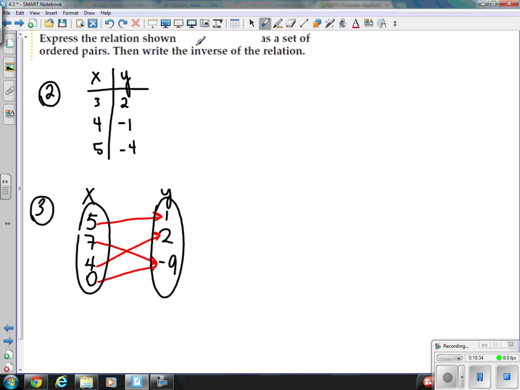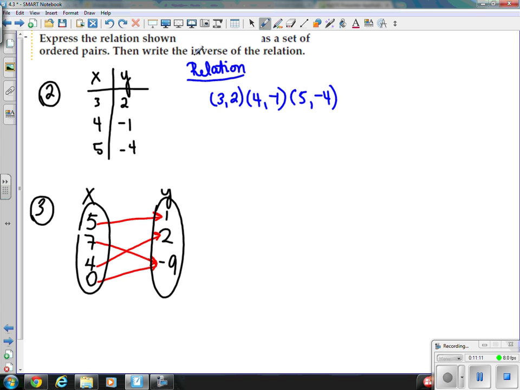Example 2 says express the relation shown as a set of ordered pairs, then write the inverse. So we're going to have to write it as a relation. So we're given a table, and I just need to write it as ordered pairs. So my x value is 3, y value is 2. So my ordered pair is 3, 2. Then my x value is 4, y value is -1, so my ordered pair is 4, -1. My last one, I have 5, -4, so ordered pair is 5, -4.